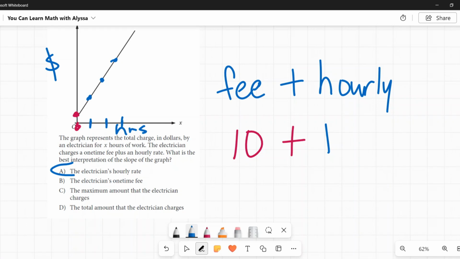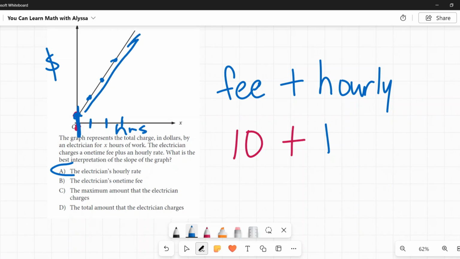But let's look at the other three just to really confirm why this is the answer. B, the electrician's one-time fee, as we established, no. This right here, the y-intercept being a little higher, that's representing his one-time fee. When he hasn't worked any hours at all yet, but he's still starting out with a little money, that's the one-time fee.